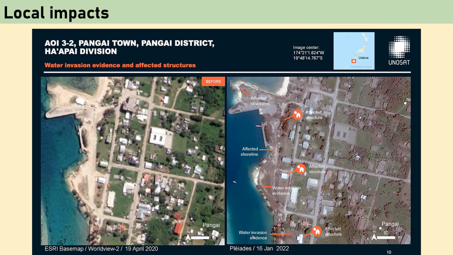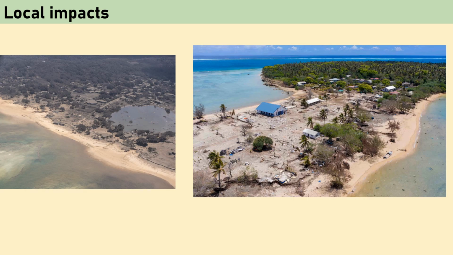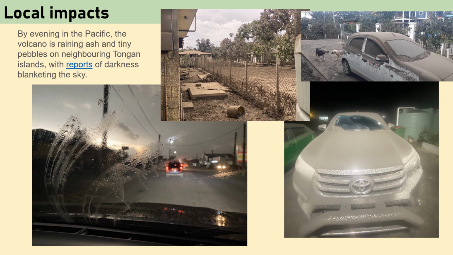Again, this was along the Ha'apai division in part of Tonga. So in addition to studying satellite images, they were able to look at aerial photographs and see some of the damage that had been caused again to coastlines within Tonga. And by the evening, after the eruption had taken place, the volcano was raining ash and tiny pebbles onto the neighbouring Tongan islands. And all of these photographs were actually people just tweeting them.